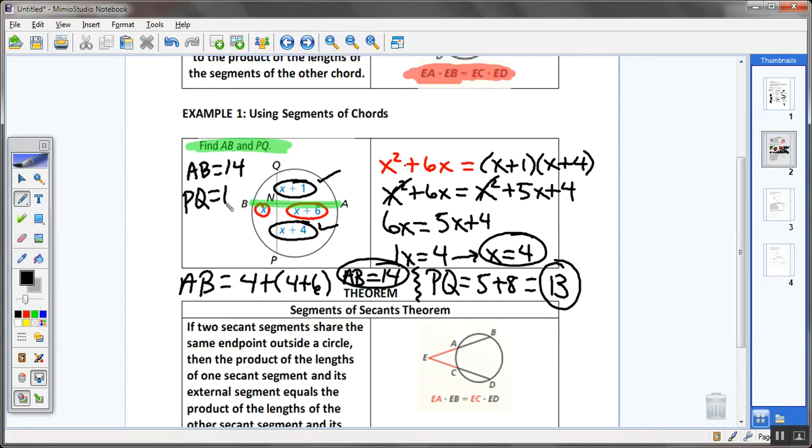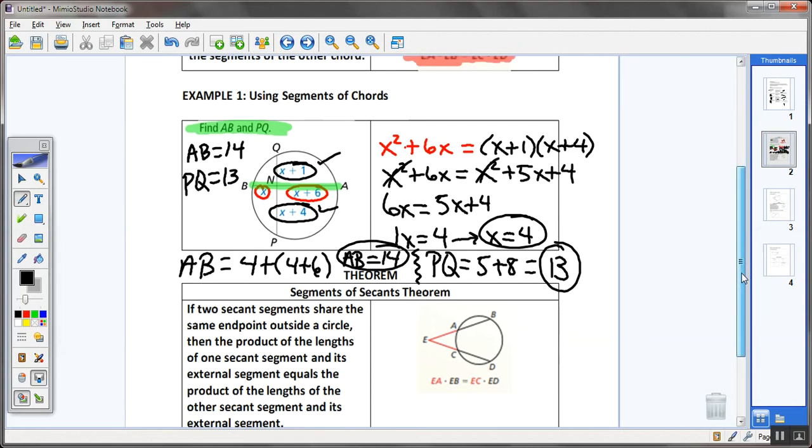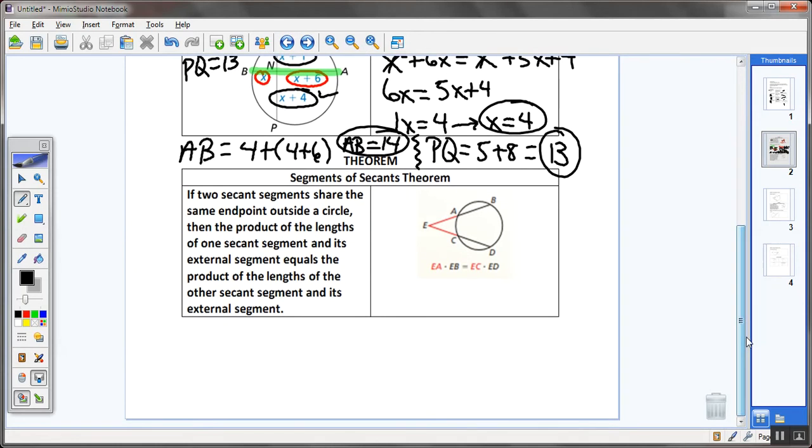PQ is 13. Now as I'm recording this, I'm sitting here thinking to myself, if this is going too quickly, have the sub pause anytime you need to get stuff written down, but also feel free to pause it, read back, and make sure you understand stuff. If you're confused, help each other out. I want some good explanations amongst the groups today, all right?